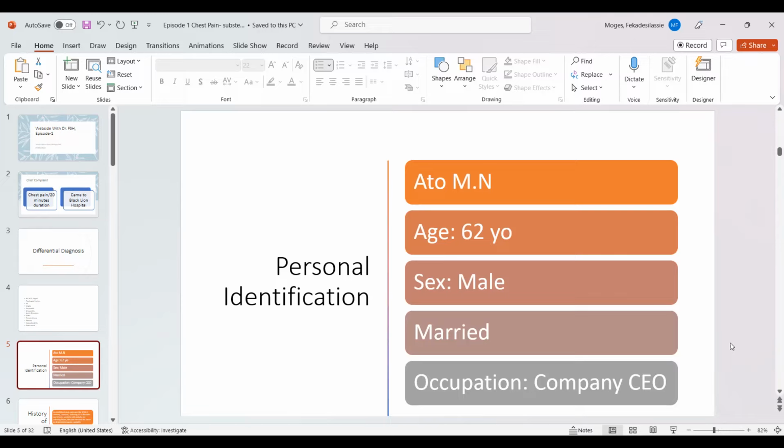Most important than that, in relation to his presentation, remember your top differential diagnosis, it could be MI, it could be ACS, it could be angina. So is the patient's occupation being a company CEO somehow relevant in this case? Yes, it would be relevant, given the fact that many CEOs would have a sedentary lifestyle.